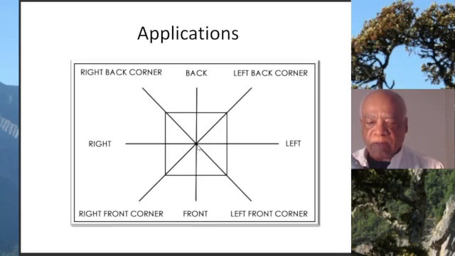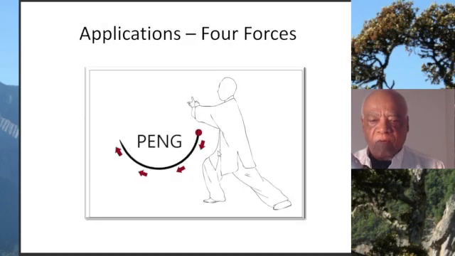Now, the key here is that we will be pushing in a straight line in one of these directions, either straight back or straight front, or straight left or straight right, or on the diagonal corner, right? So let's look at how we would apply these with the basic 4 forces. The basic way we do this is you doing something called a pen. And what the pen does, it adds the wave into the straight line.